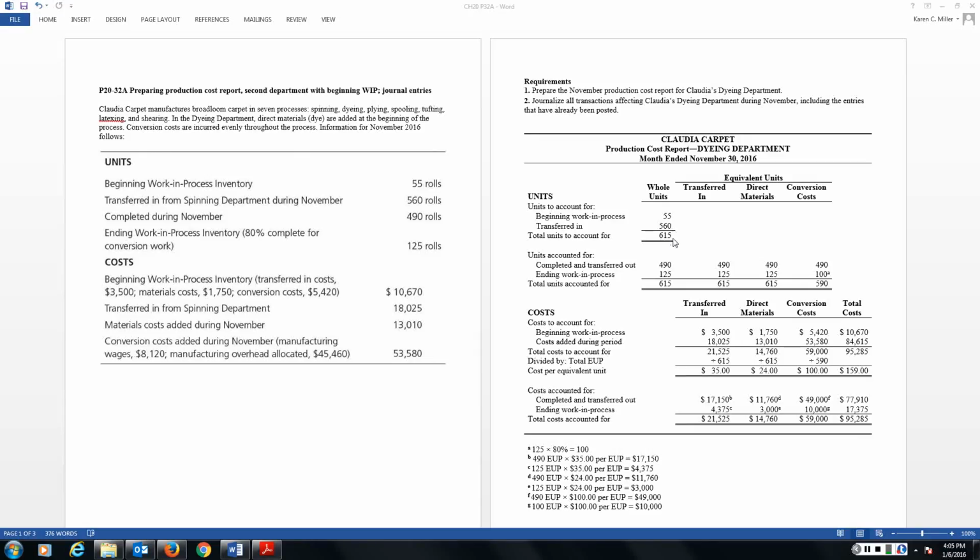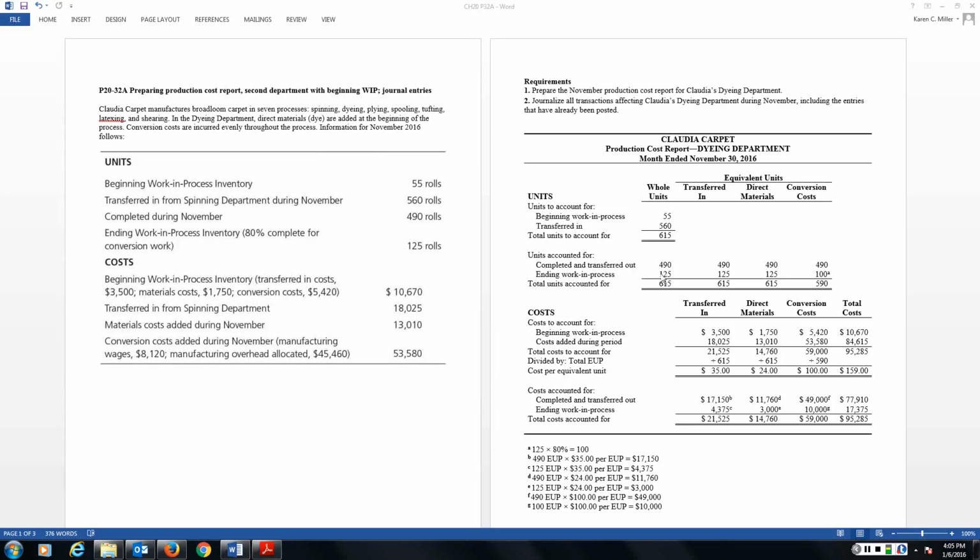Okay, so as we account for those 615 units, remember that there are 2 places they can go. They can be completed and transferred out to the next department, or they could remain in ending work in process. And our text tells us that they actually completed 490 rolls. So these 490 rolls were completed. If you subtract that from 615, we have 125 left in ending work in process. So now we've accounted for all of our units. The next step is to calculate the equivalent units of production.